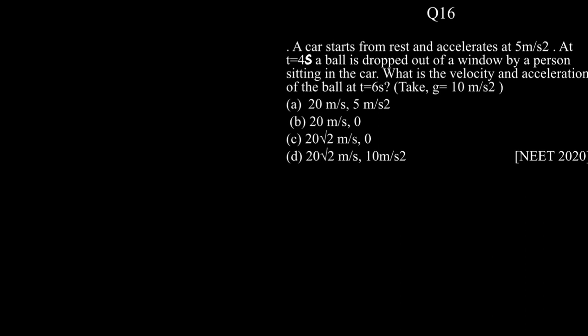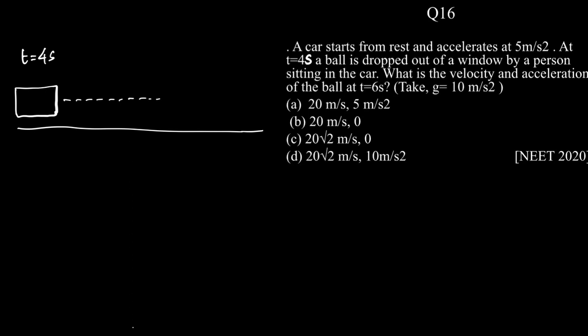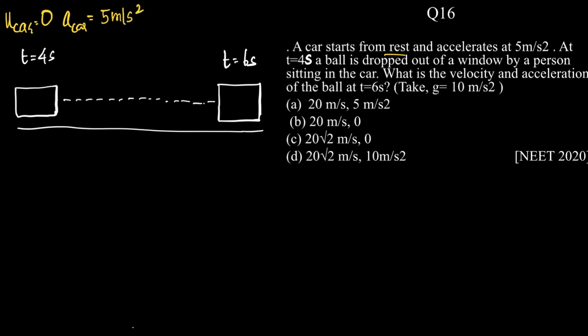So what's given here is, if we try to visualize this, it's a straight line, a road here, okay? And a car is moving. So this is at t is equal to 4 seconds. Move like this. Here this is at t is equal to 6 seconds, okay? Now the car is starting from rest, so we can say that u of car is equal to 0, and a of car is given to be 5 meter per second square.